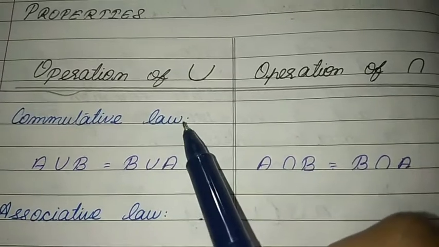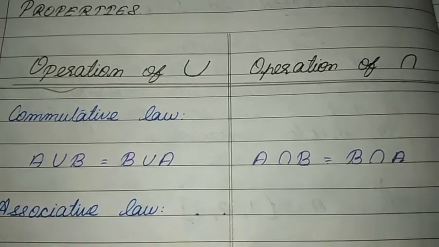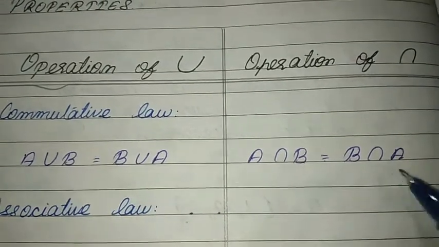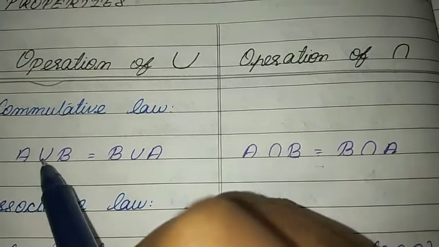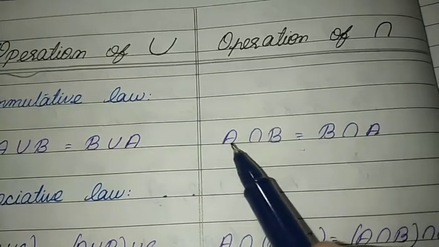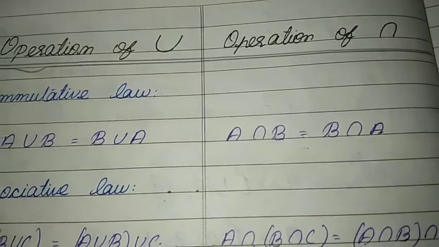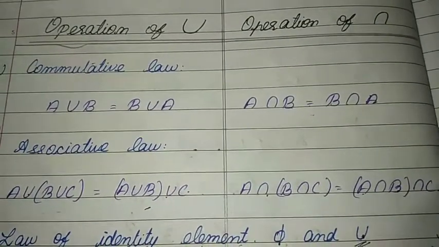First one is commutative law. Commutative law we are learning right from the lower classes, so we will be very familiar. The only difference is over here union and intersection will be there. This is applied for both. A union B is equal to B union A, and also for intersection, A intersection B is equal to B intersection A.